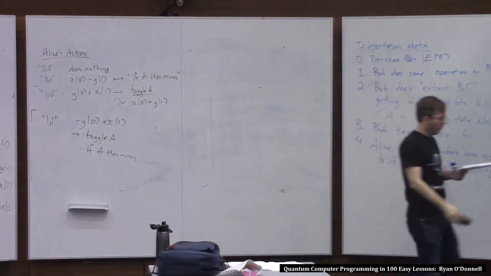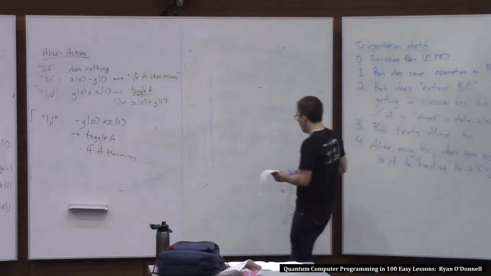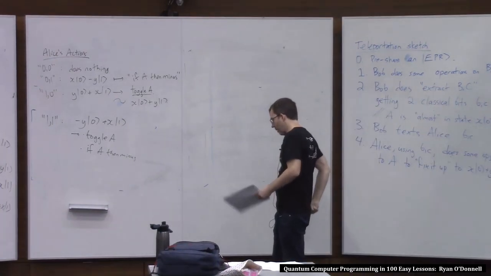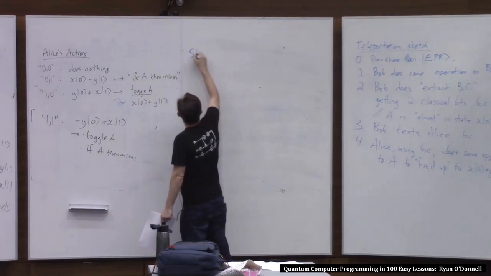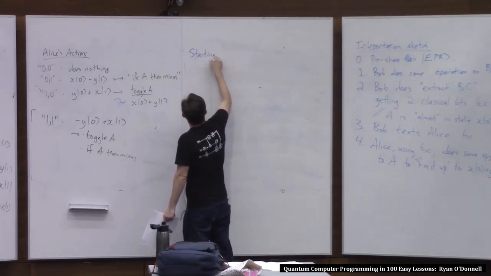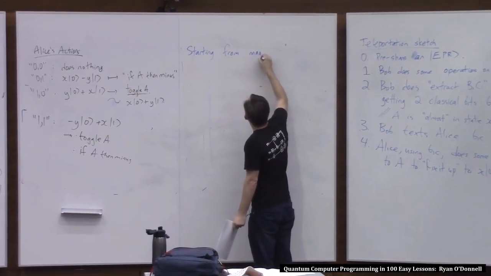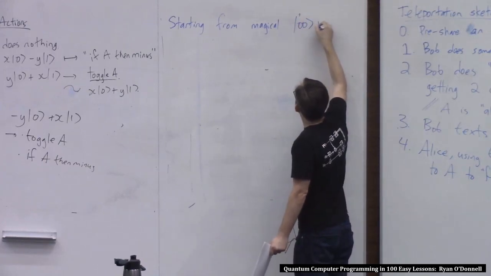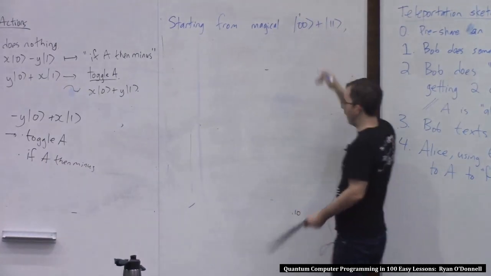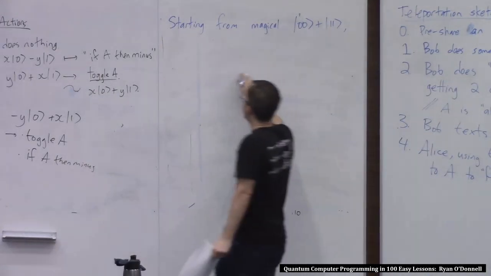Okay, so as a tiny teaser, let's say you start from the mystical state EPR, 0,0 plus 1,1. And I'll just show you a very minor thing.